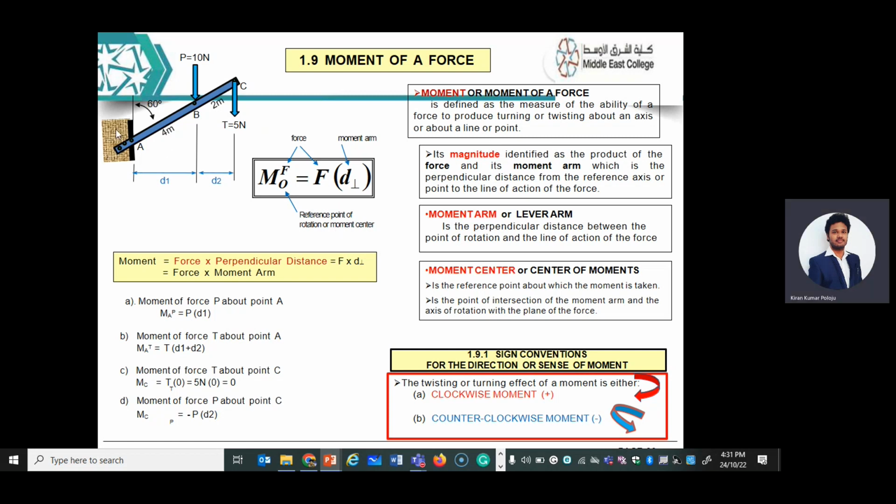For example, this is a support here, and this is a beam, or let's say a material. And one force is acting here, another force is acting here. If you see here, it is twisting, it is turning. So there will be some moment. That moment of a force is determined by the load into distance. Whatever the force is acting and whatever the distance it is from the end, that is called moment.